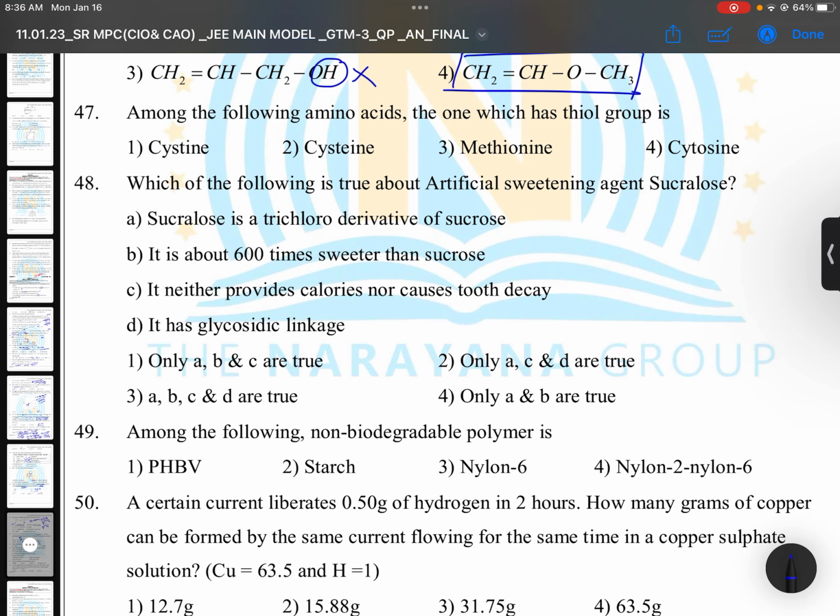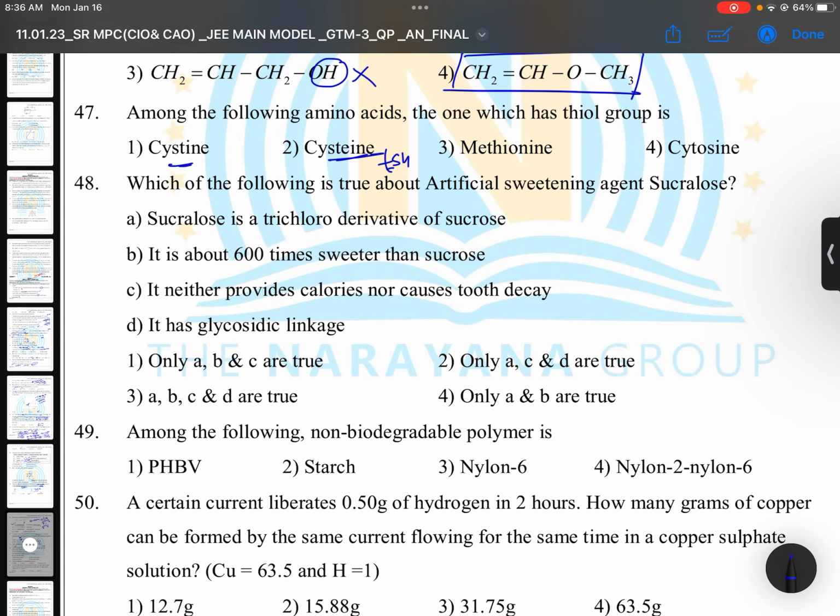Among the following amino acids, the one which has thiol group is... Thiol group means SH group. SH group is present in this one. Then what is this compound? Cysteine. Cysteine is also the same thing.